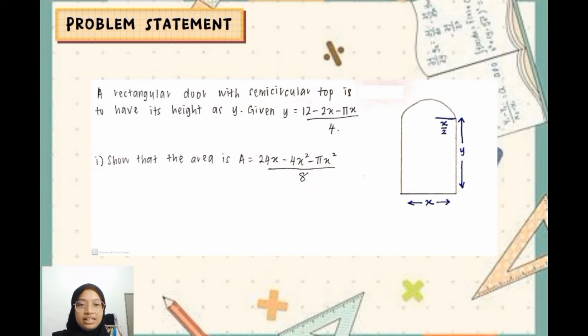Assalamualaikum, I'm Nur Izzati. Let's look at the first problem statement. A rectangular door with a semicircular top is to have its height as y, given y is 12 minus 2x minus pi x over 4. Question 1 asks us to show that the area is 24x minus 4x squared minus pi x squared over 8.